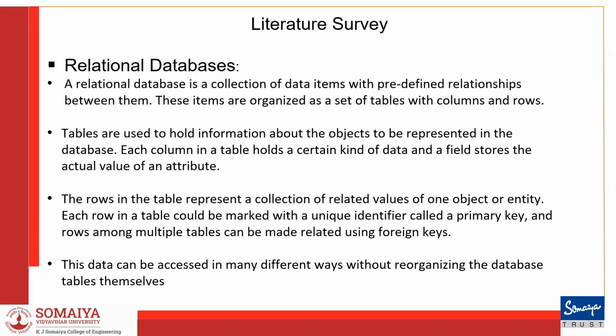A relational database is a collection of data items with predefined relationships between them. These items are organized as a set of tables with columns and rows. Tables are used to hold information about the objects to be represented in the database. Each column in the table holds a certain kind of data and a field stores the actual value of an attribute. The rows in the table represent a collection of related values of one object or entity. Each row in a table could be marked with a unique identifier called a primary key, and the rows among multiple tables can be made related using foreign keys. This data can be accessed in many different ways without reorganizing the database itself.